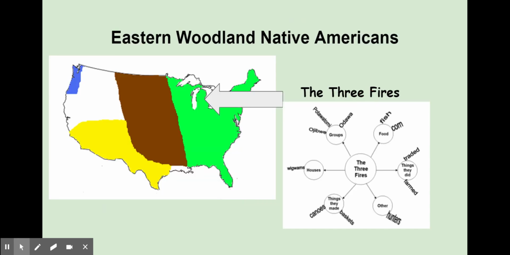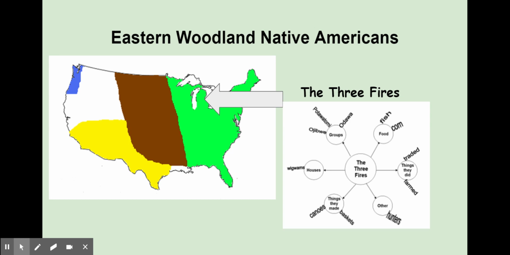We learned that the Eastern Woodland Native Americans lived across a large area of North America, shown in green on this map. The arrow pointing to the area of land that is now Michigan shows us that the Native Americans of Michigan were part of this culture group. What do you remember about these people, also known as the Three Fires? The thinking map below shows some things you may have learned. Do you recall the names of the three tribes?